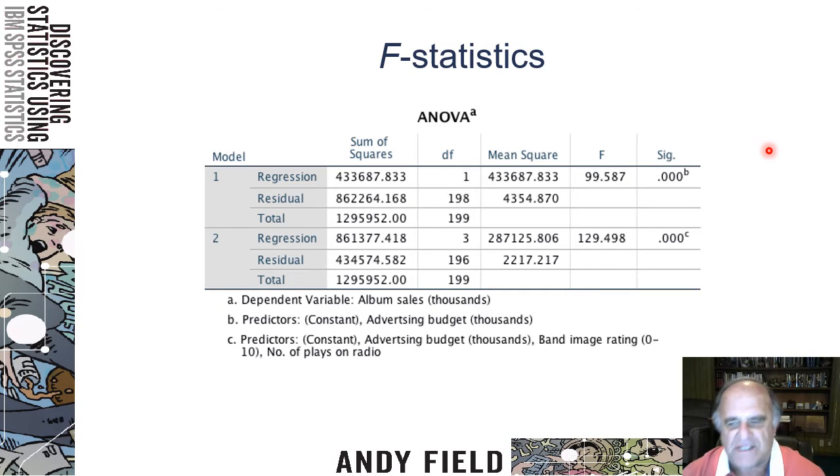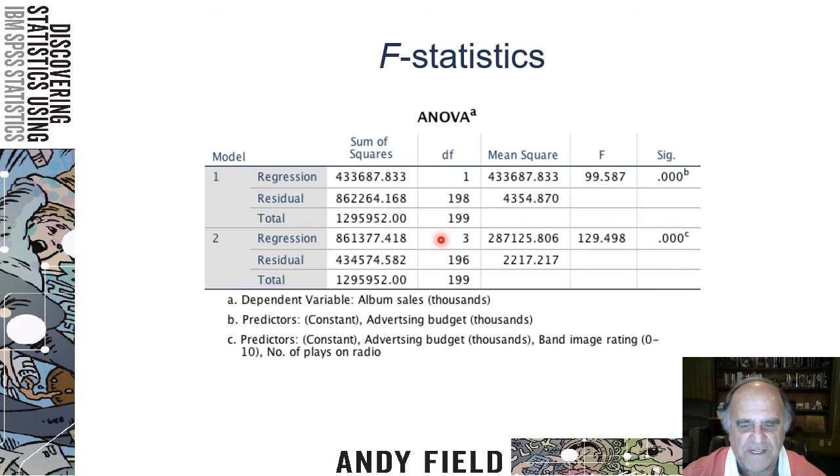Now, what gets interesting here, of course, is we're going to look at what happens when we put in our two other variables, or do our hierarchical regression. So when we put in our two other variables, we recalculate our sum of squares, we recalculate our residual sum of squares. We also have a total. Regression and residual add up to total.